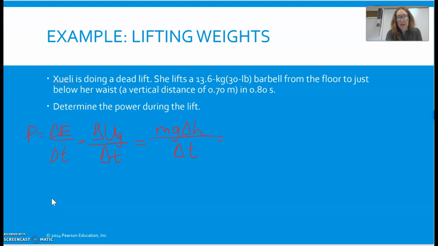Then I'm going to plug in the 13.6, 9.8, and 0.7, because all I care about here is the vertical distance, and then divide by the time that took. If she lifts this in less time, if the denominator is lower, less time means more power.